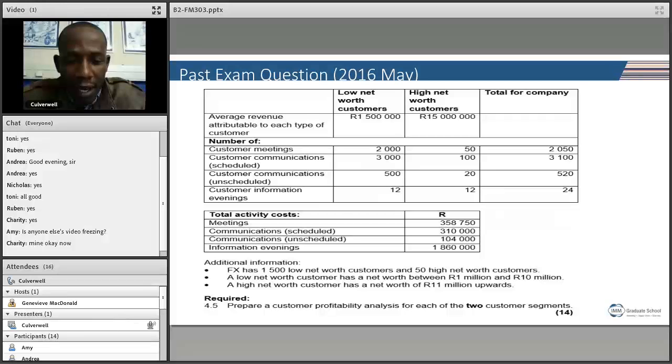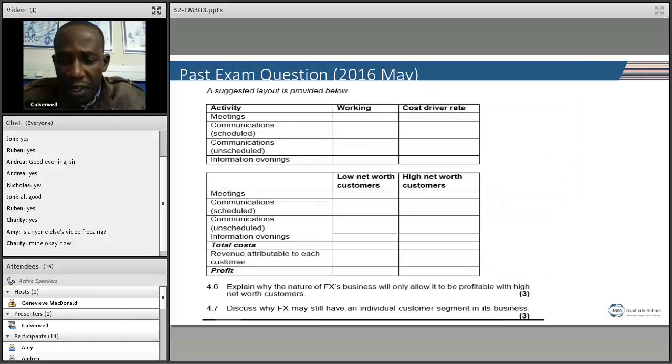Question 4.5 says, prepare a customer profitability analysis for each of the two customer segments. And they've given us a suggested layout below. Let's say in the exam, for some reason, they choose not to give you a suggested layout. You should keep in mind, to maximize the marks allocated on the question, try to follow exactly the layout we're using on this question.